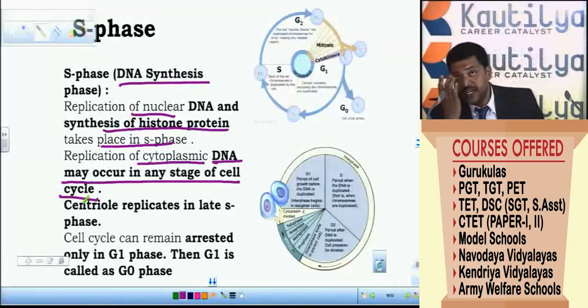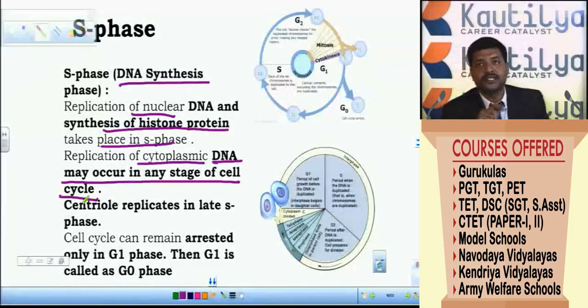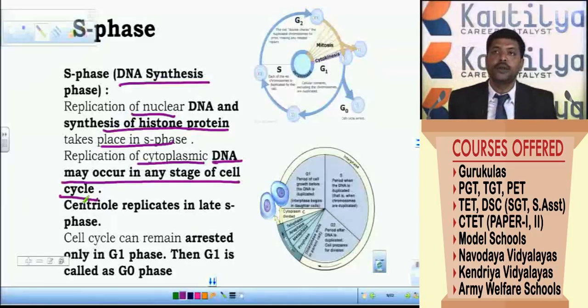The DNA present in the mitochondria and chloroplast: plastidal DNA, mitochondrial DNA, cytoplasmic DNA, plasma genes, or maternal DNA, or non-Mendelian DNA, non-Mendelian genes. They are replicated in any stage of the cell cycle.